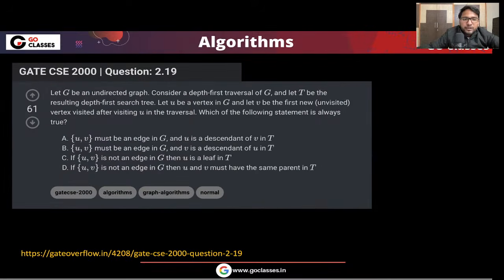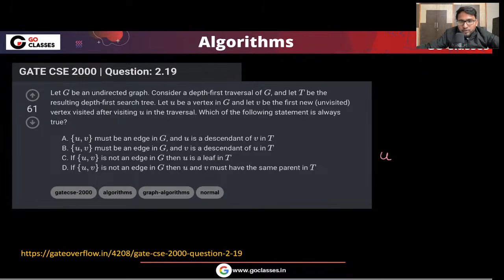So what they are saying: let G be an undirected graph, consider a DFS traversal of G, and let T be the resulting DFS tree. Let U be a vertex in G and V is the first new unvisited vertex after visiting U in the traversal. So they are saying let U be the vertex, and V is the first new unvisited vertex after visiting U.